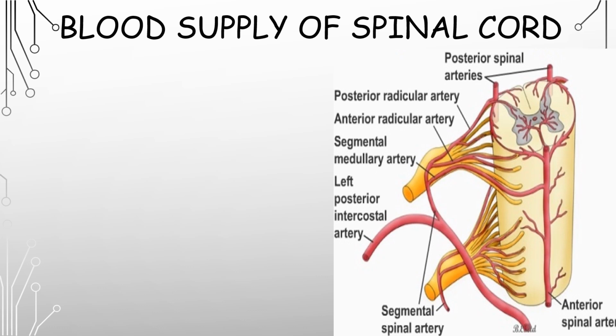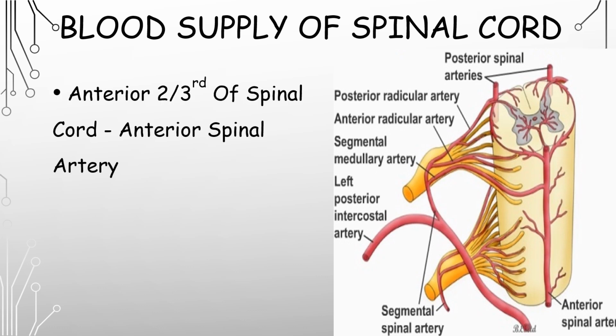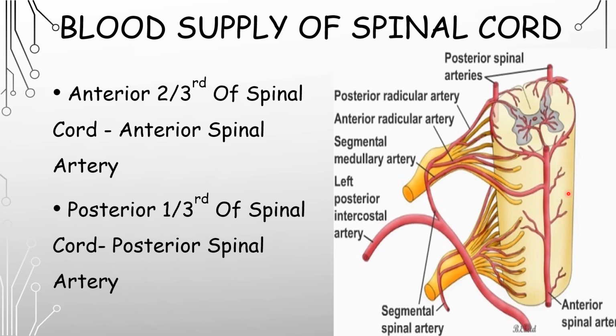Blood supply of the spinal cord. The anterior spinal artery supplies the anterior two-thirds of the spinal cord, whereas the posterior one-third of the spinal cord is supplied by the posterior spinal arteries.